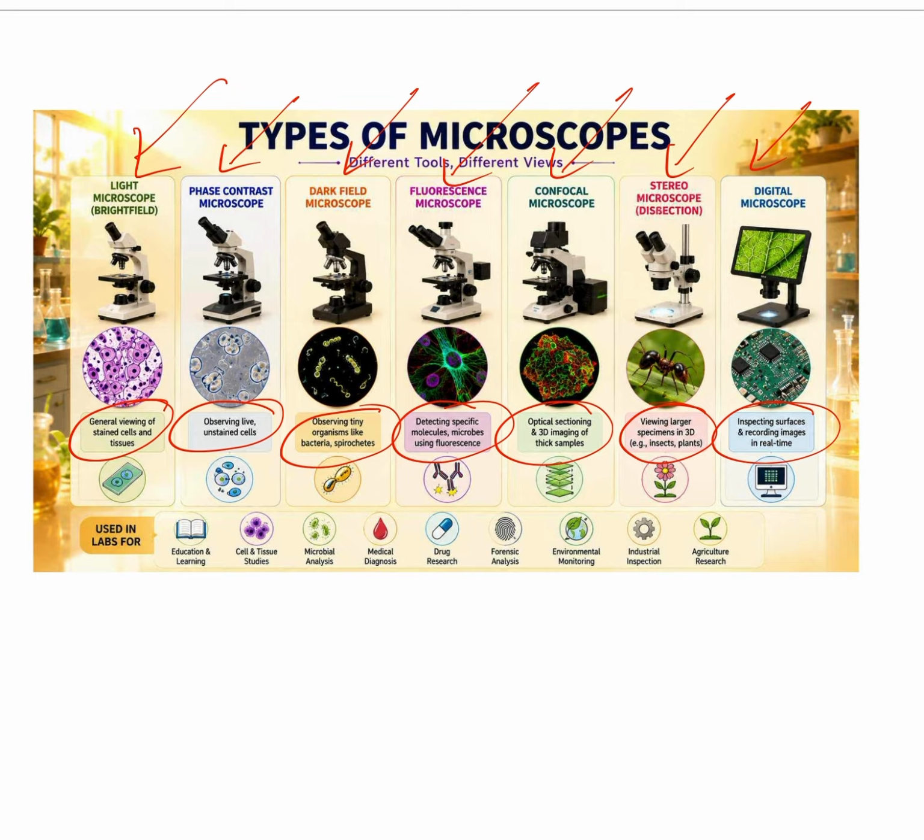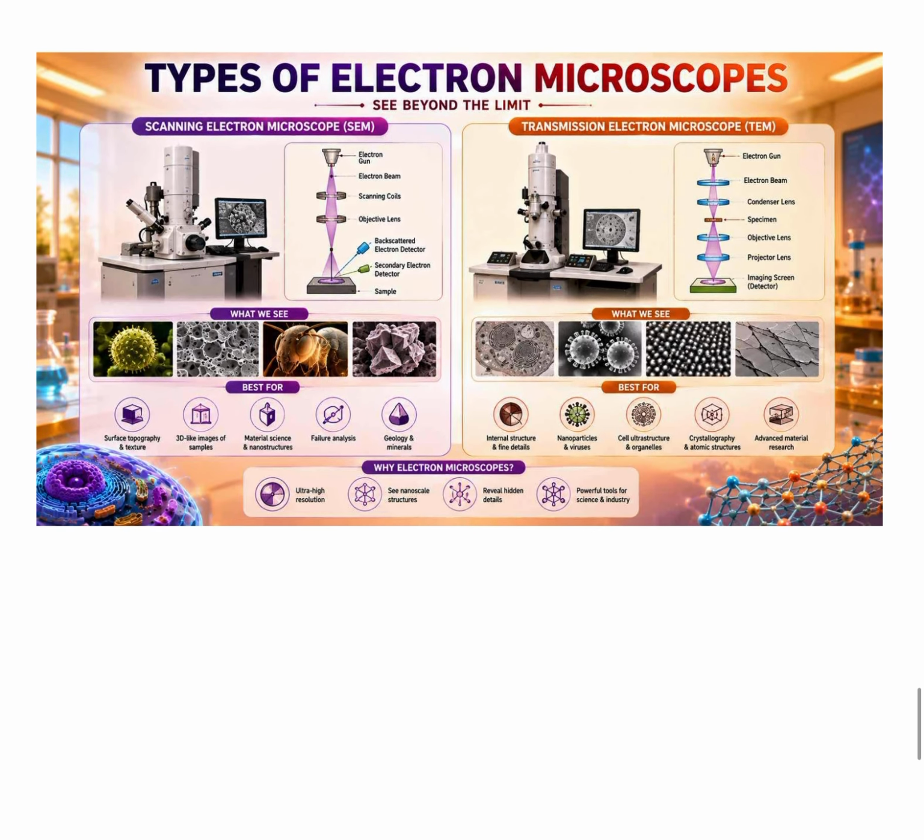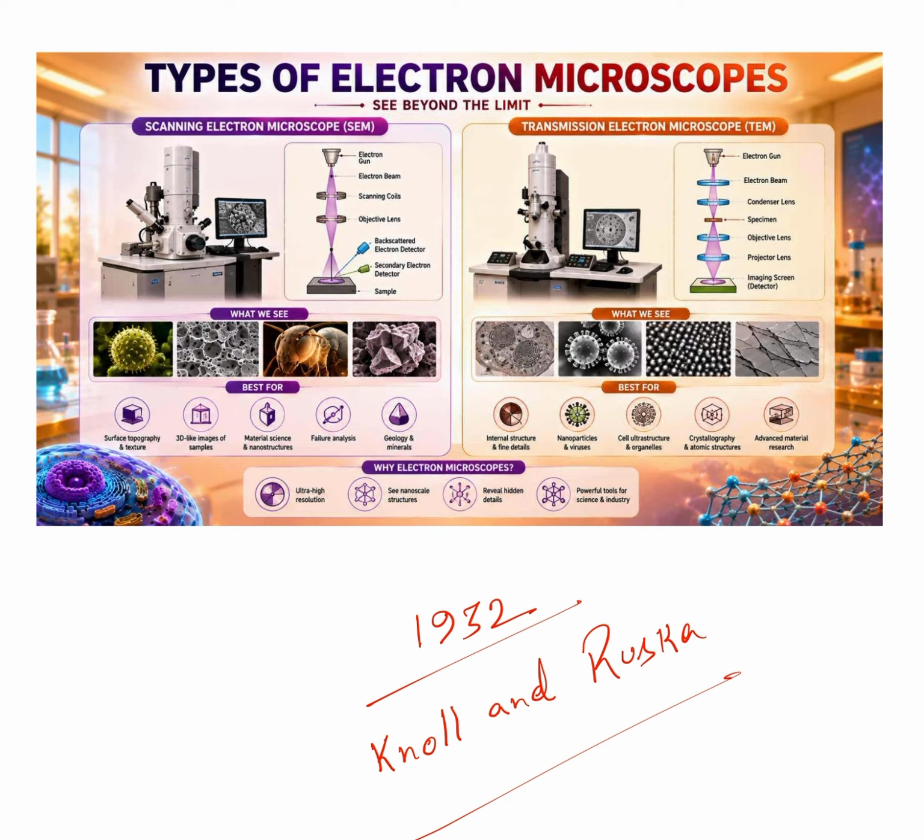So for that, two German scientists came forward. The names are Knoll and Ruska. In the year 1932, they discovered this brilliant microscope called the electron microscope. In the year 1932, Knoll and Ruska discovered the electron microscope. In the year 1940, it was put to use.